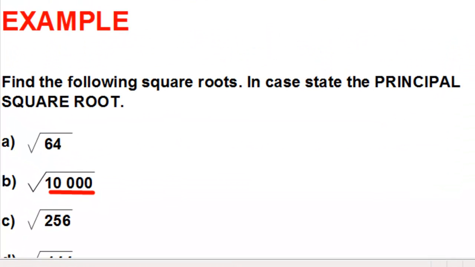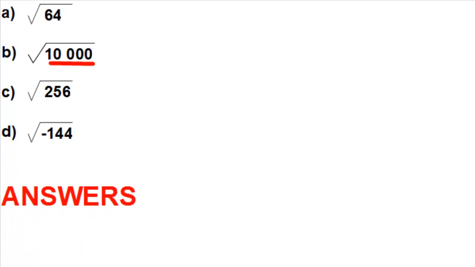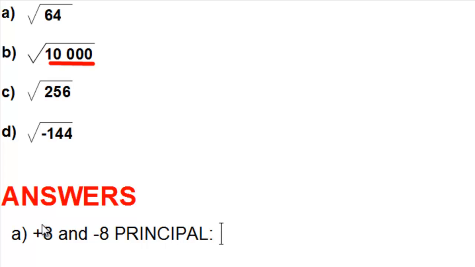Okay, let's look at some examples. Find the following square roots. In each case, state the principal square root. Okay, so let's look at these. In A, we have the root of 64. Well, that's plus 8 and minus 8. Because plus 8 times plus 8 is 64, and minus 8 times minus 8 is also 64. Now, the principal root is plus 8, because it's the positive root.